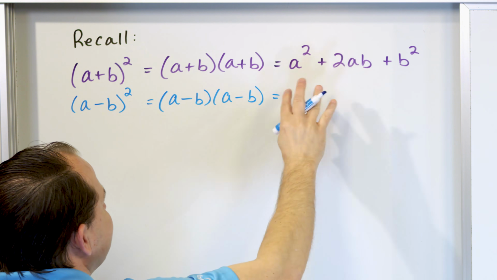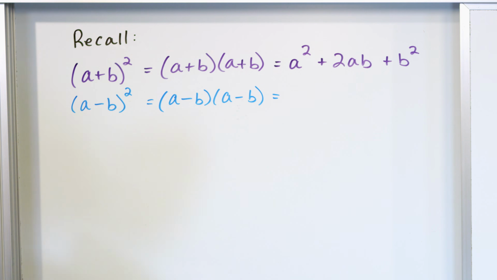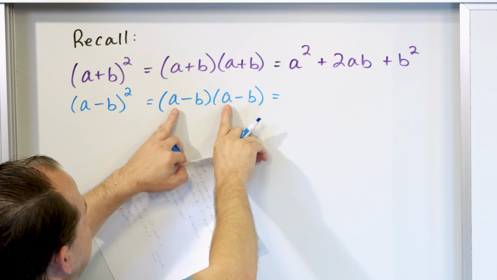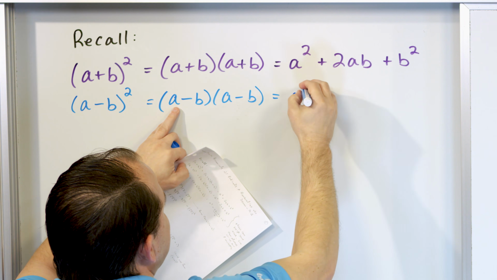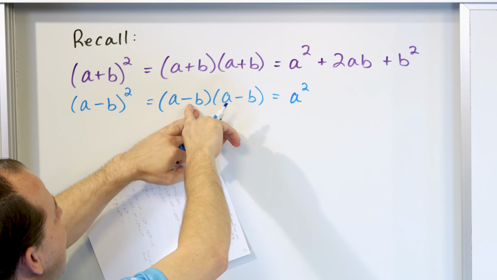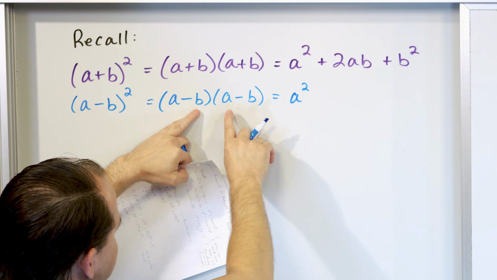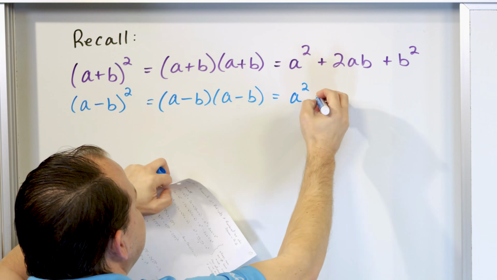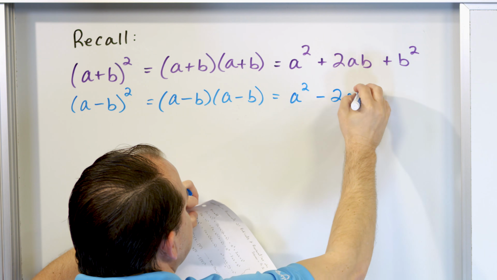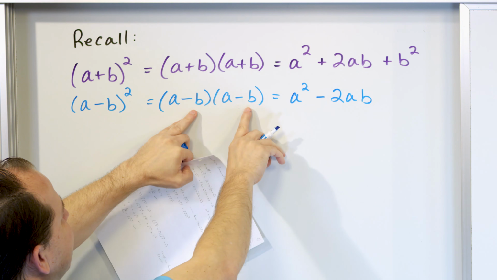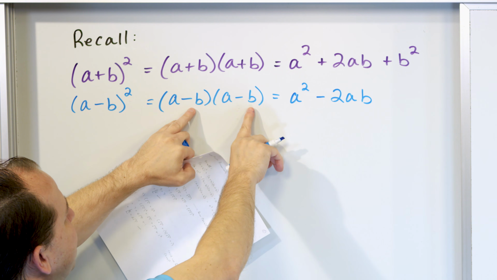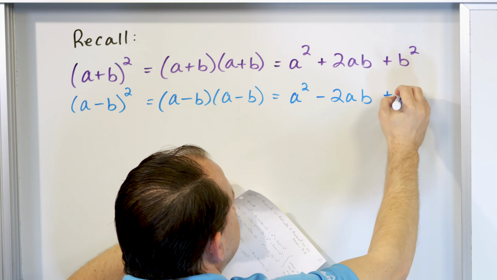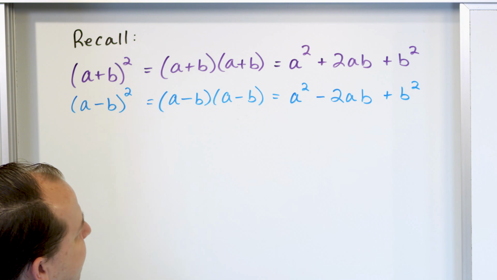If you forget the shortcut answer, just write it out as itself multiplied by itself. But what we're going to get is something similar. The a times the a is a squared. On the inside, we'll have negative b times a, which is negative ab. Then the outside terms will have another negative ab. We add those together, and we'll have negative 2 times ab. The last terms, a negative times a negative, give you positive b squared. So you see how these are almost exactly the same.